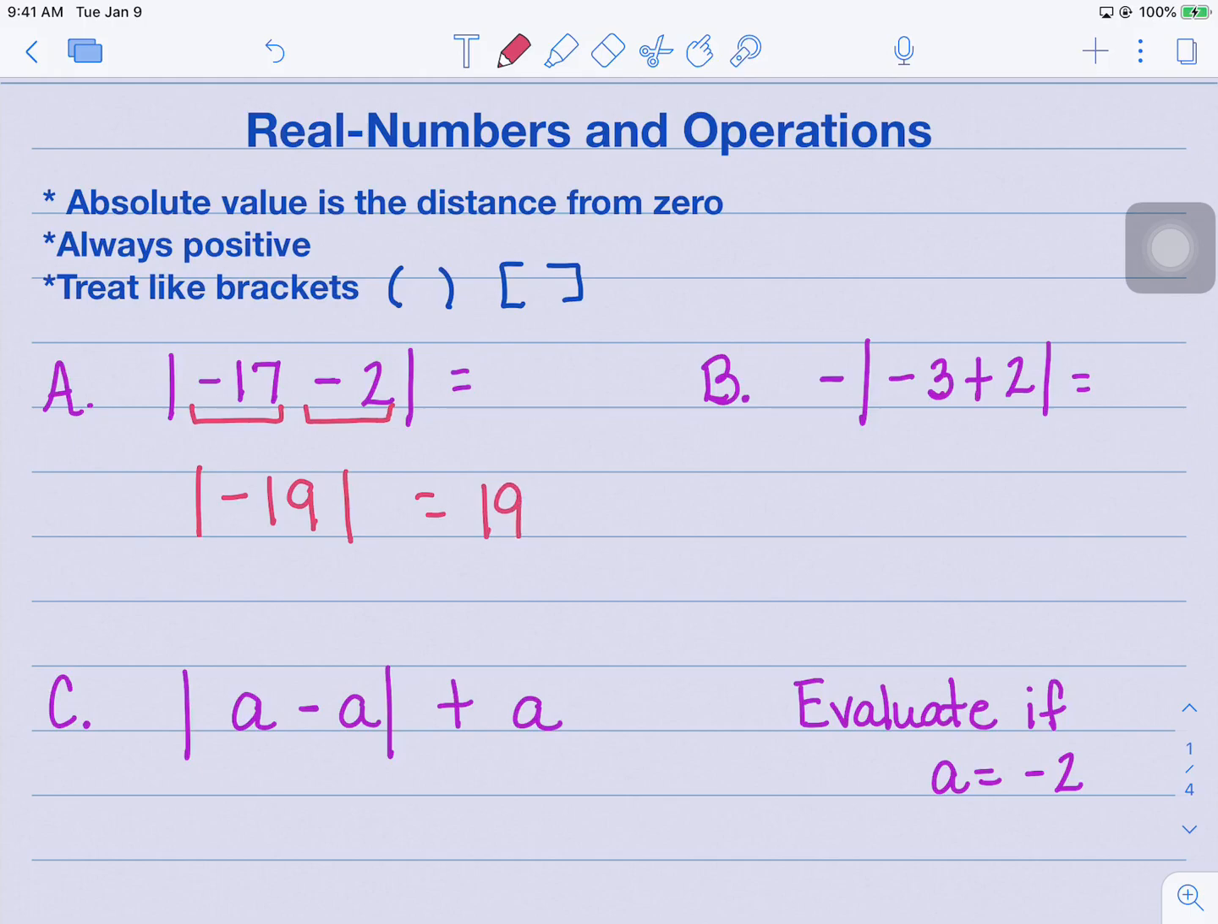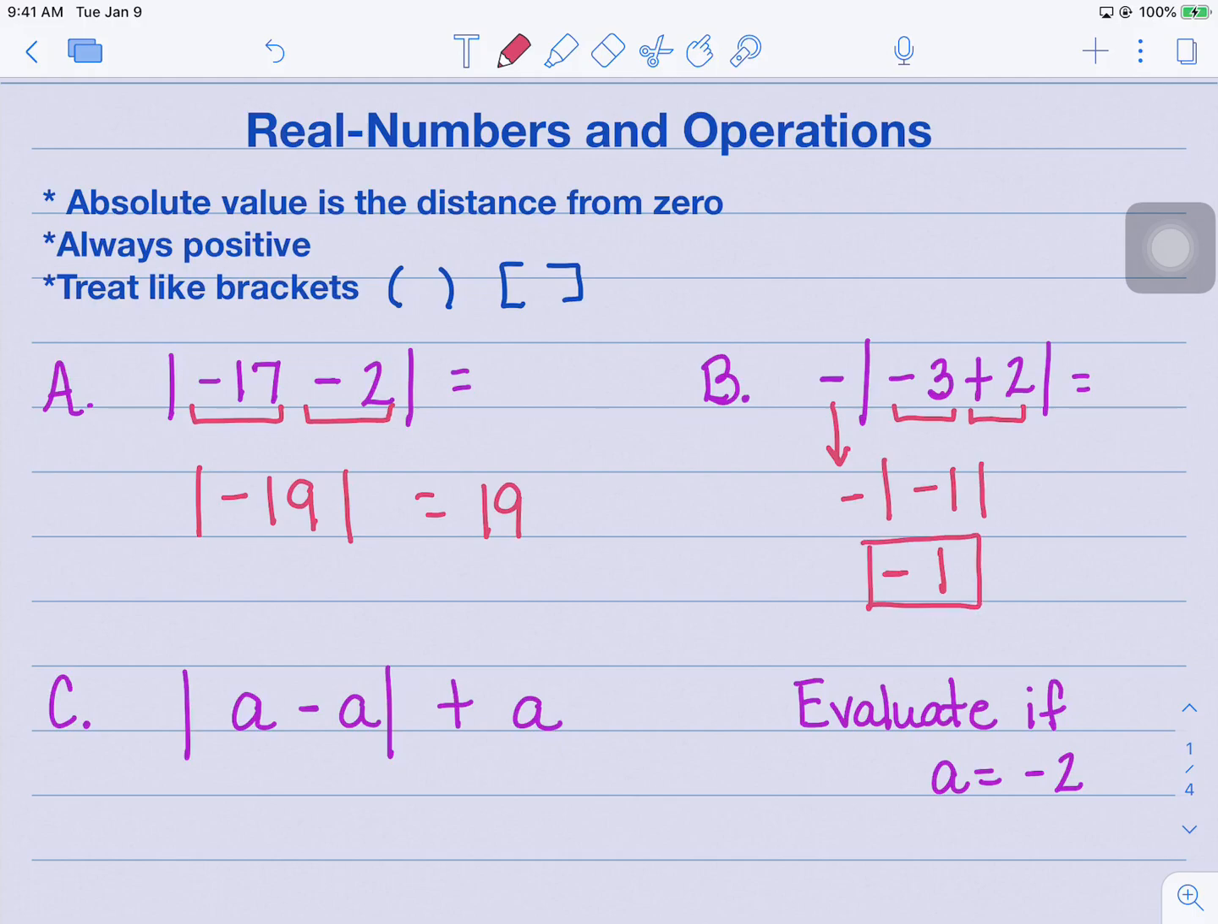So this one we have a negative on the outside of the absolute value symbols. So that has to be applied after. We still look at inside first and treat it like brackets. We have a negative 3 and a positive 2. They are different signs, so we find the difference. The difference between 3 and 2 is 1. And we keep the sign of the one with the larger value. So 3 is bigger than 2, so we keep it as a negative 1. Keep the absolute value, bring down your negative. So the absolute value of negative 1 is 1, and then we apply the negative. So our answer is negative 1.